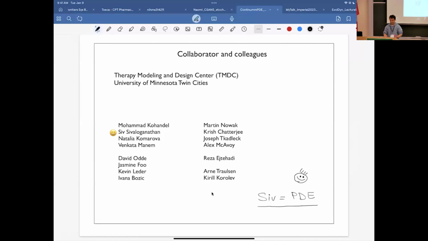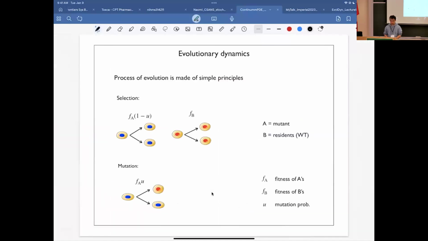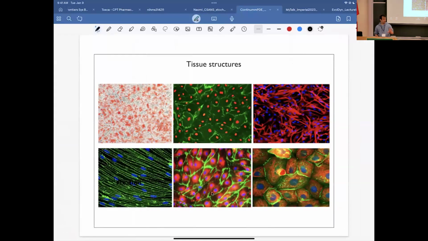Another reason for choosing the project is that to me, Civ was always the PDE guy. So I'm going to talk some PDE for you guys. I'm going to skip some of the basic evolutionary modeling things.